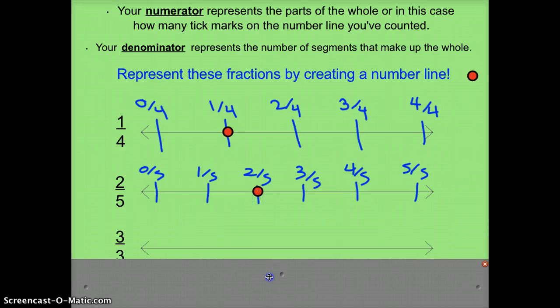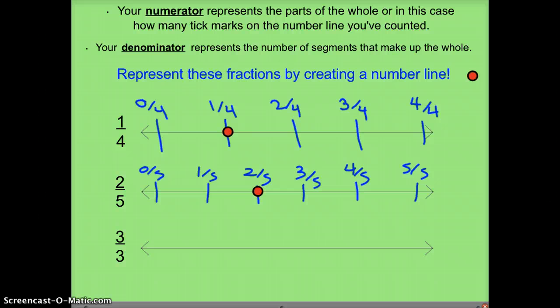There it is. I'll do one more, 3/3. Thirds, number of spaces, number of segments. So that's 1, 2, 3. 0/3, 1/3, 2/3, 3/3. Start at 0, end at 1 whole. Make sure my denominator matches the 1, 2, 3 number of segments. Looks like I'm good. I'll just add a point here on 3/3.